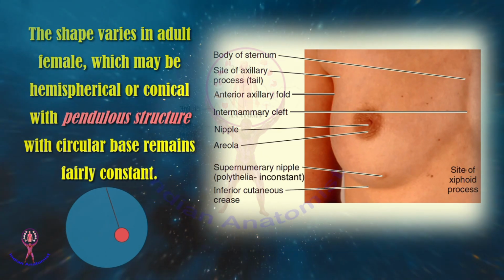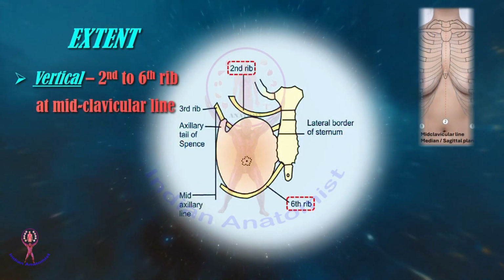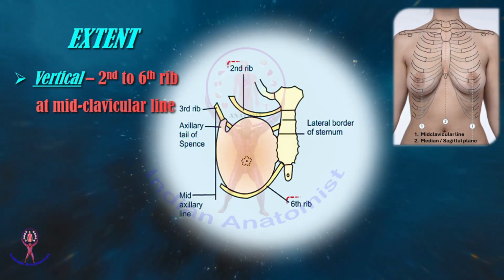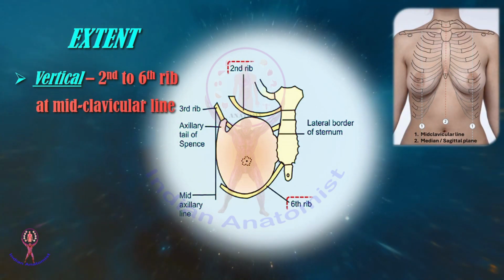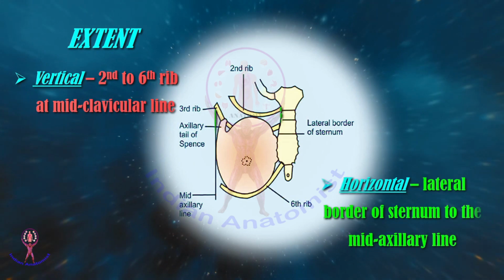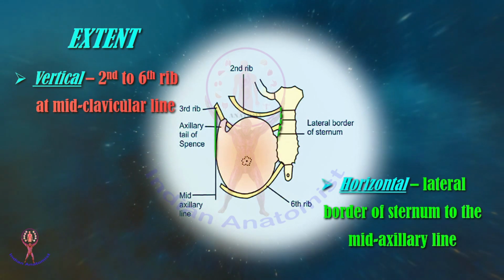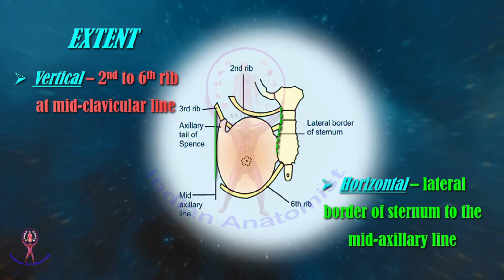Now, what is the extent of the mammary gland? In humans, each gland is vertically extended from the second to sixth rib at the mid-clavicular line. Horizontally, it extends from the lateral border of the sternum to the mid-axillary line.